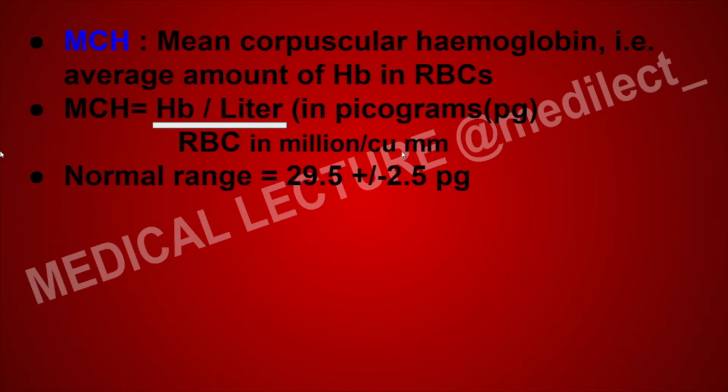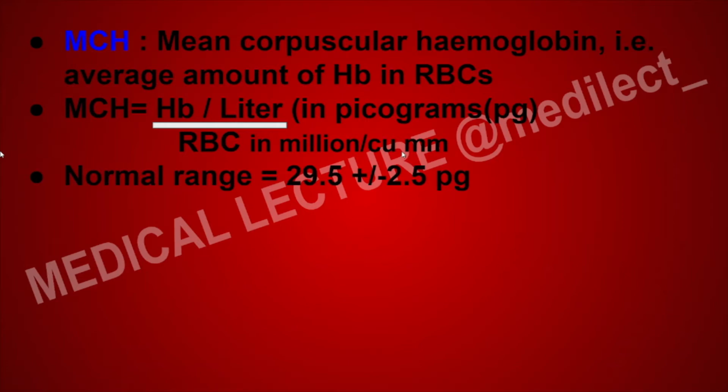Now, the MCH, that is the mean corpuscular hemoglobin. As the name says, it is the average amount of hemoglobin in the RBCs. Important thing, the formula: hemoglobin per liter, in picograms. The unit over here is the picogram, remember. In the MCV we had the unit as femtoliter, while over here the unit is picogram. These units are very important. You should know about the units.